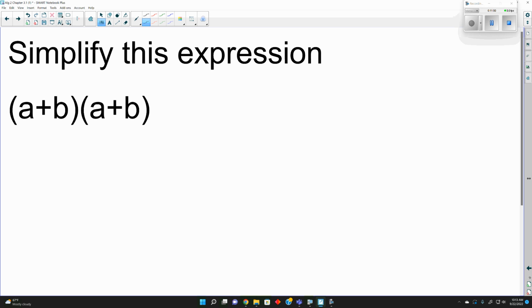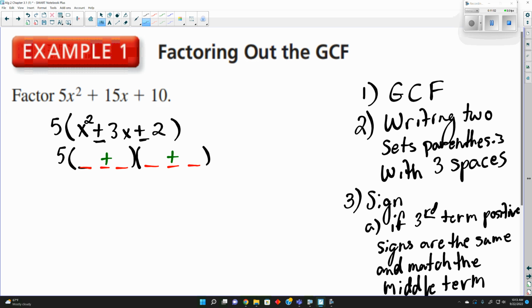So really, whenever we're factoring, looking for the sign, we look at the third term. If the third term's positive, the signs are the same, and they match the sign of the middle term. If the third term is negative, the signs are opposite. One's positive, one's negative. Questions on this so far? Okay.